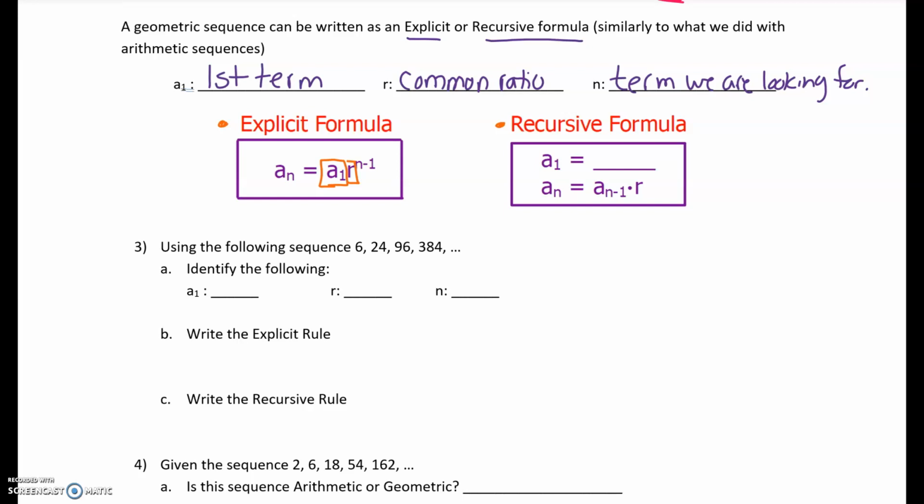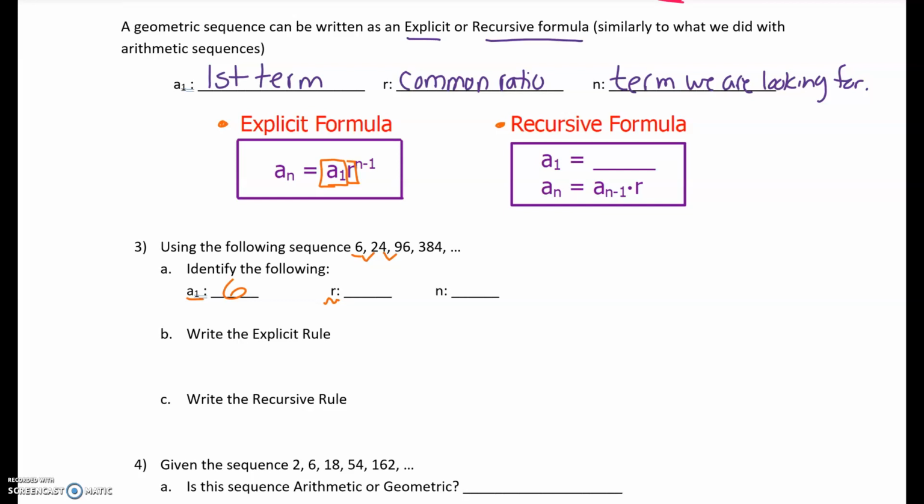Okay, so let's identify the first term. Well, the first term is 6. Then let's identify our common ratio. So how do we go from one number to the next number? And it has to be what we're multiplying by in order to be calling it an R. So what are we going to multiply 6 by to get to 24?